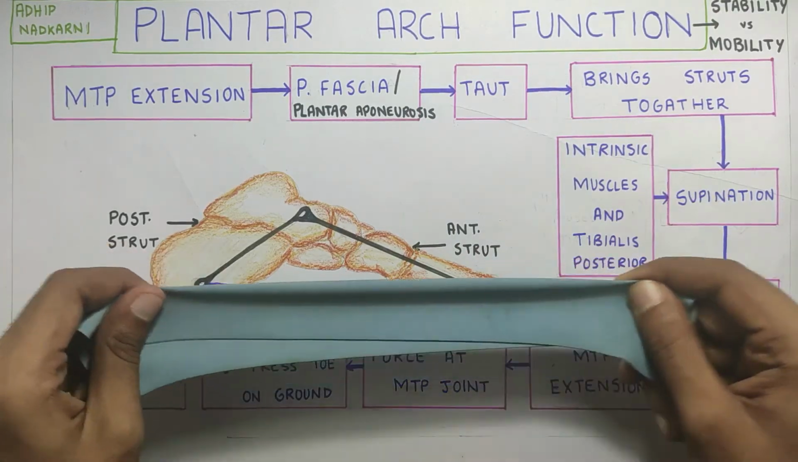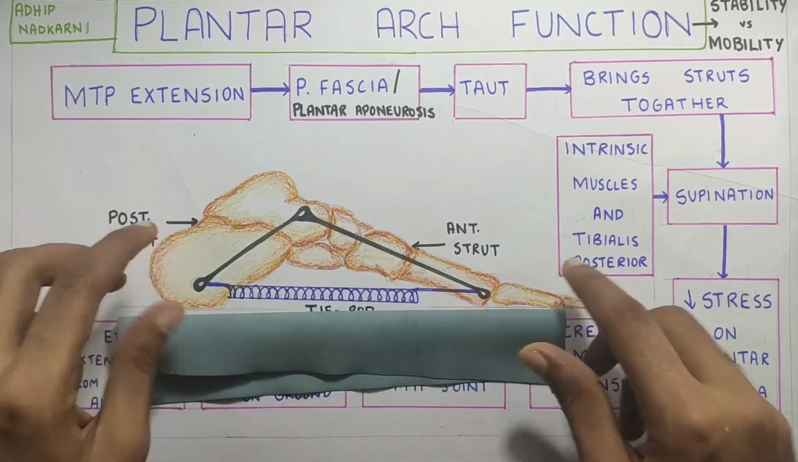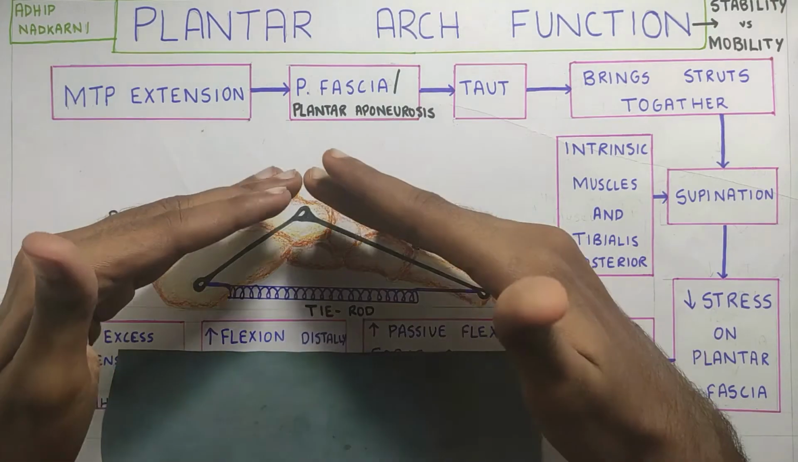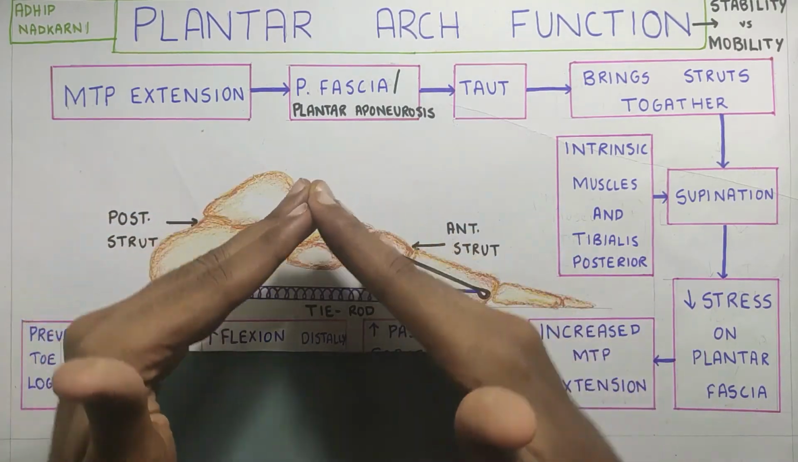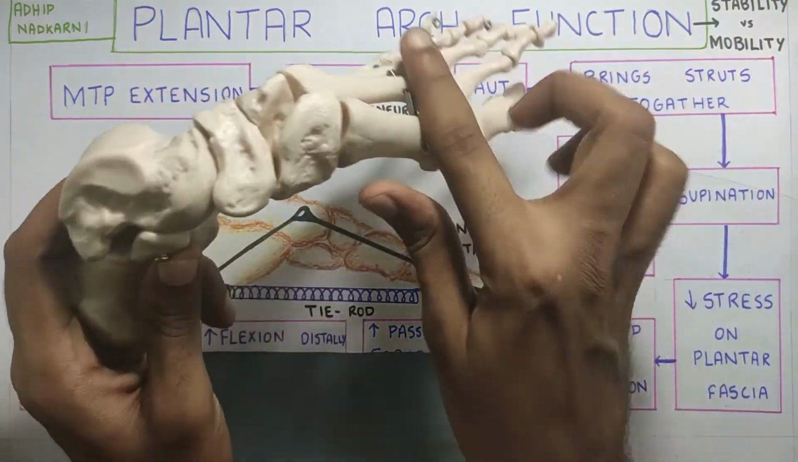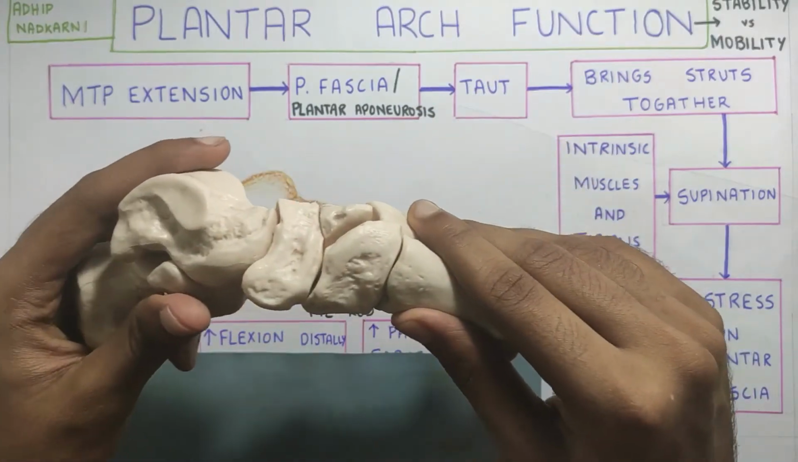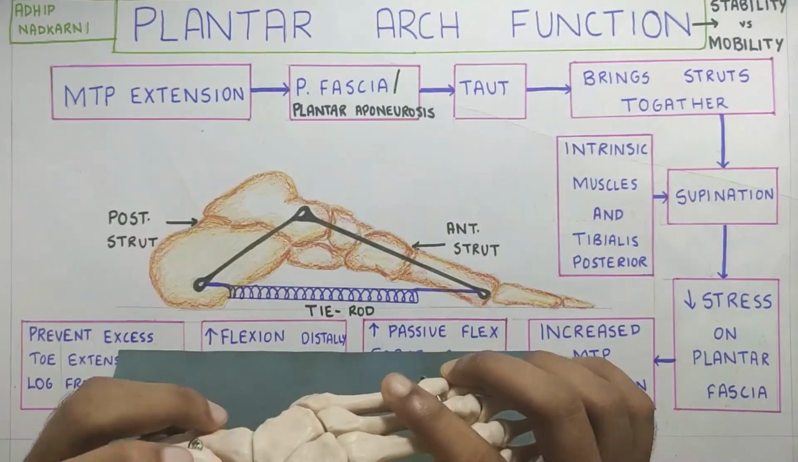How? When this becomes taut, what will it do? It will pull back, right? It will pull back, and when it's pulling back, if you see, both the struts will come closer. Now when this happens, if you look at the foot, this is basically supination of the subtalar and the overall foot, right? The supination is occurring at the foot.